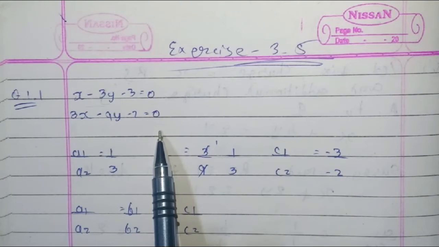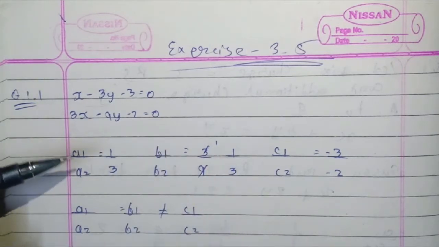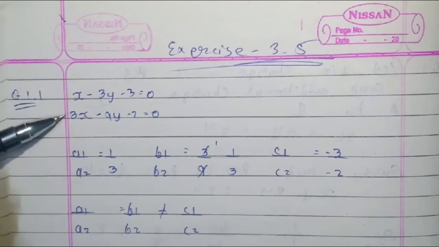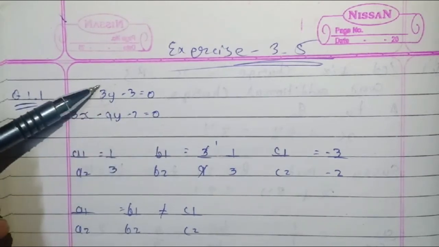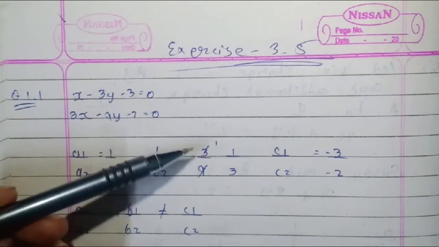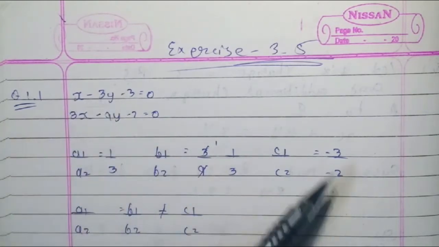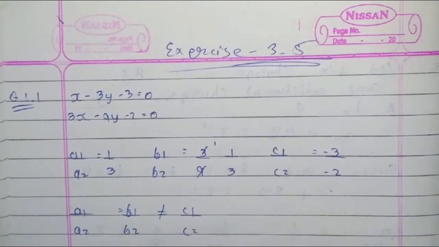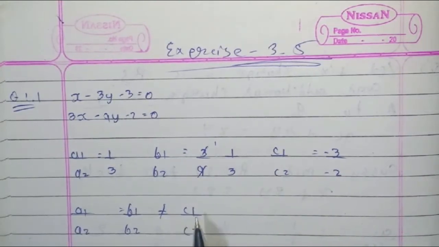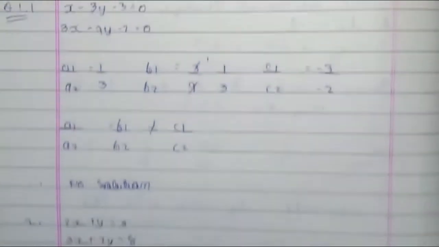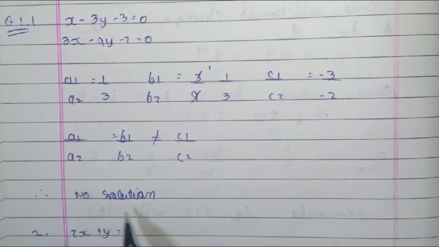So first we check whether the solution exists or not. For this we write a1 by a2 is equal to 1 by 3, b1 by b2 is equal to minus 3 by minus 9, which is 1 by 3, and c1 by c2 is equal to minus 3 by minus 2. For this we see that a1 by a2 is equal to b1 by b2, but it is not equal to c1 by c2. So there is no solution.